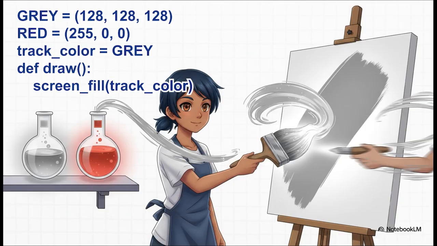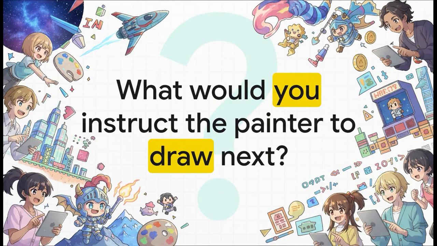And that's it. These 5 simple lines all work together. They define a palette, they pick a starting color, and they tell a super fast painter to fill the background over and over again. This is literally the visual heartbeat of our game. So yeah, a solid gray screen is where we start, but now you know the secret. You know how to give the painter instructions. The possibilities are absolutely endless. You've just learned the foundation for drawing anything you can possibly imagine. So, what would you tell the painter to draw next?